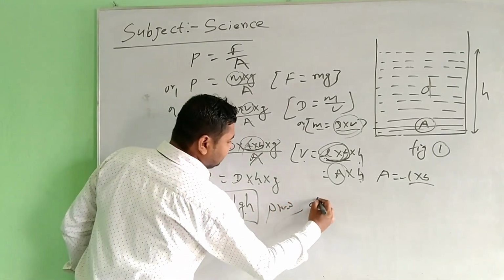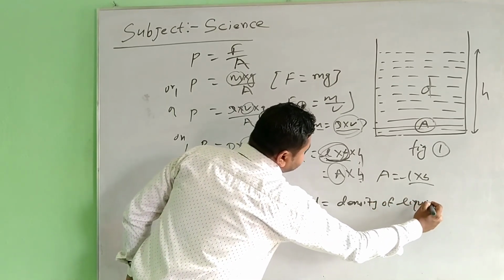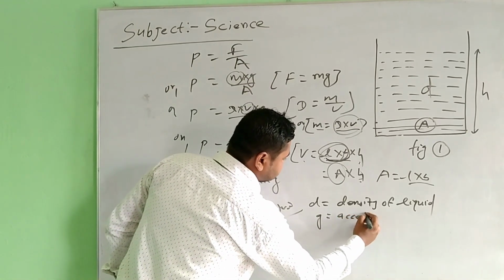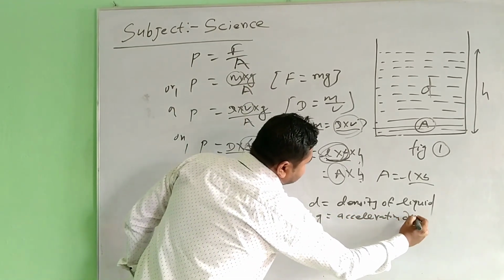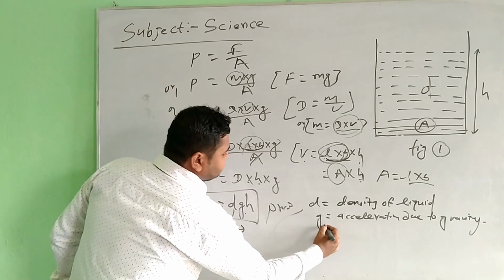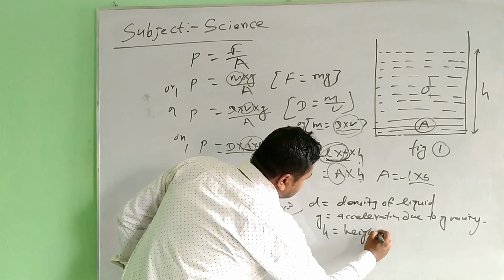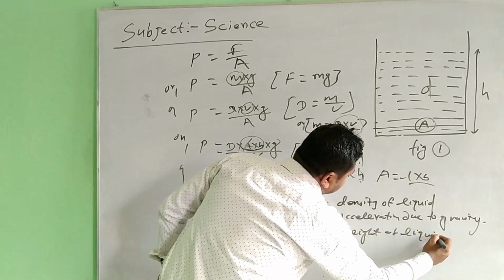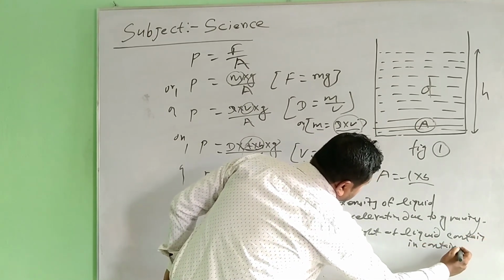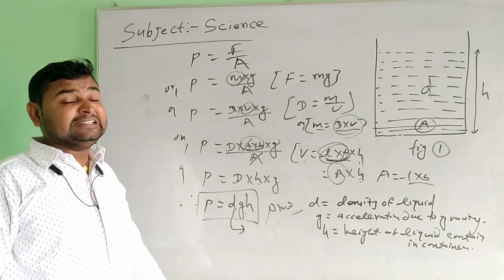So I am going to write here. D means density of liquid. G means acceleration due to gravity. And H means height of the liquid contained in the container. In this way, we can solve that P is equal to DGH.